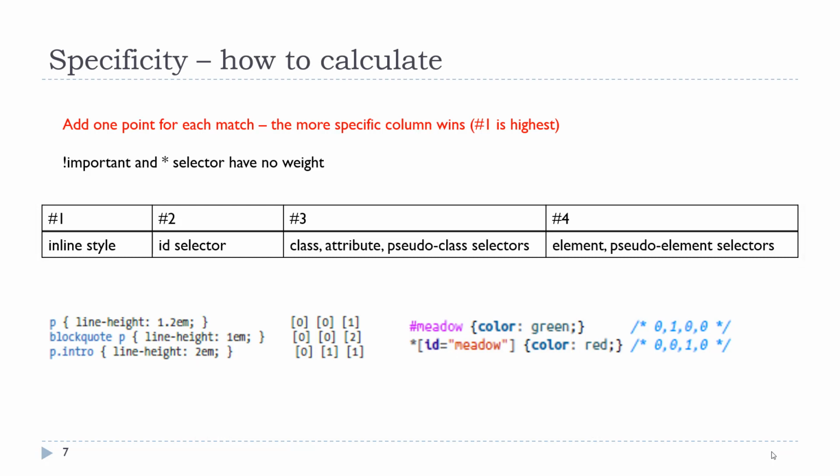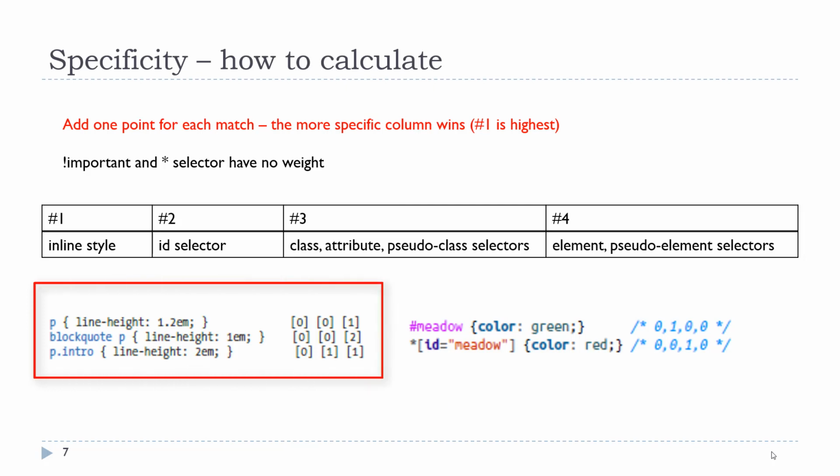So let's look at the first section of code here. Now I only have 3 columns because there are no inline styles. The first selector is a P. It is the element selector. Therefore, we put a 1 in the rightmost column. The next selector, blockquote space P, that is a descendant selector. There are 2 elements in that selector. Therefore, we put a 2 in the rightmost column.